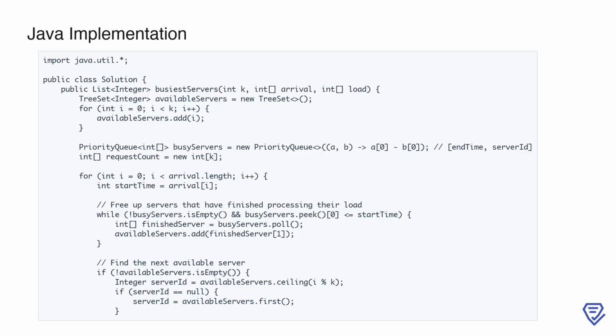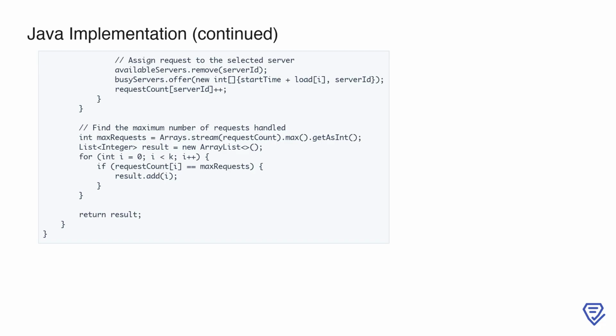To do this, we use the ceiling method of TreeSet to find the next available server with an ID greater than or equal to the current request's index modulo k. If no such server exists, we wrap around and select the first available server. Once we identify the server, we remove it from the availableServers set and assign the current request to it. We calculate the server's new busy period by adding the request's load time to its start time and then add this information to the busyServers queue. We also increment the request count for the selected server in the requestCount array to keep track of how many requests it has handled.